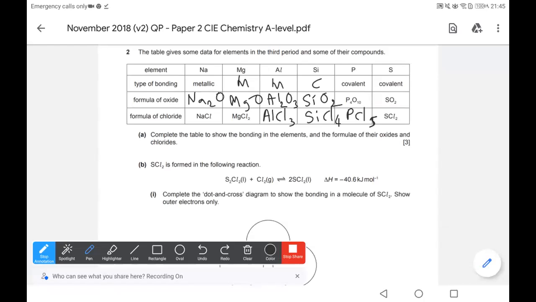Okay, it's an exothermic reaction. When the reaction happens, energy is given out in the forward one. That means the reverse one is endothermic.